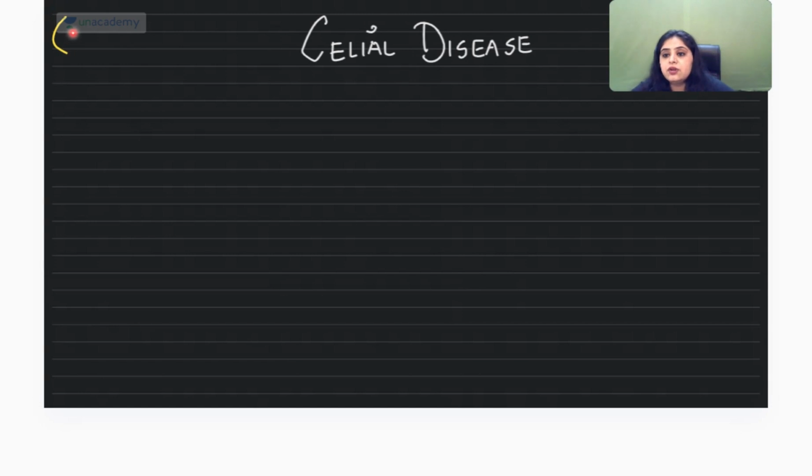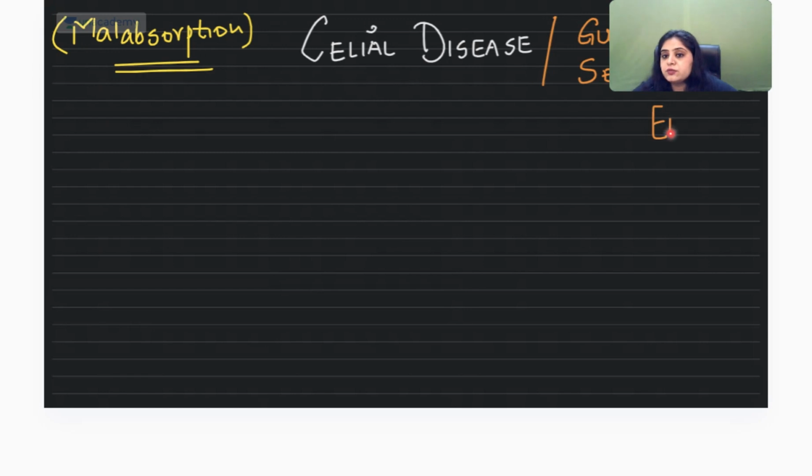Before I come to the question, I hope all of you remember that when we talk about celiac disease, what kind of a disorder is it? It is to do with malabsorption. Now when I say malabsorption, what is the underlying cause? It is a reaction to cereals, so I hope you know that this is also known as gluten sensitive enteropathy.